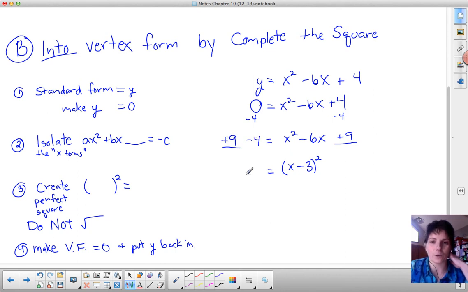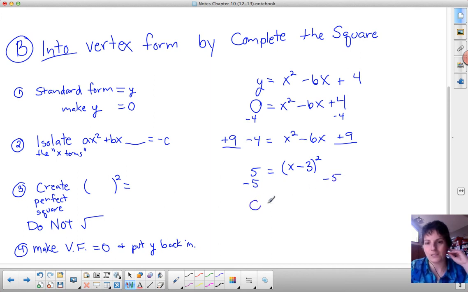9 plus -4, that's a 5. So I've now completed the square. That's where I'm at. I am not going to take the square root. Notice my directions say I want to change it into vertex form. It did not say solve. So do not use square roots, because we are not solving. The last step is to create vertex form. And to do that, we need to put the 0 and the y back in. So 0 comes first. So we'll subtract 5 from both sides.